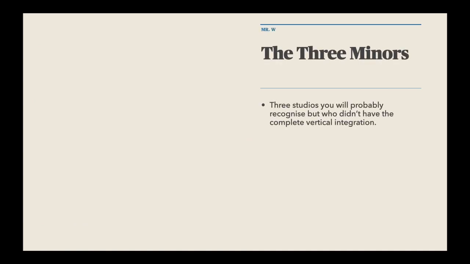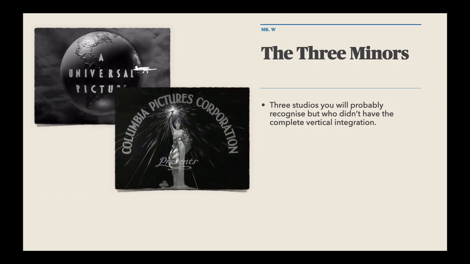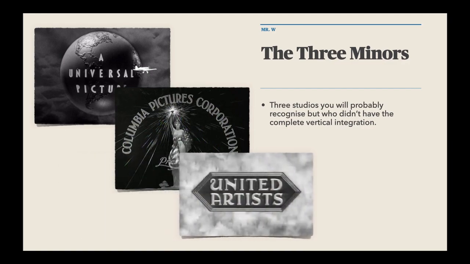The 3 Miners, who are these guys? Right, these are 3 studios you will probably recognise, but they didn't have the complete vertical integration. They were missing either distribution or, in most cases, exhibition. So we've got Universal. You recognise them. They make Fast and Furious films now. Columbia, who have The Lady with the Torch, and United Artists, who went out of business around about 1981 when they were bought by MGM.